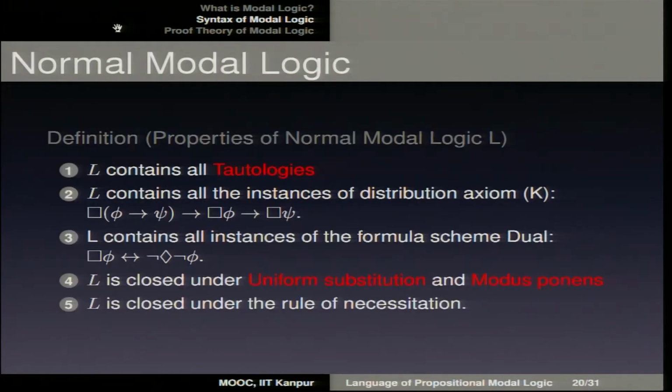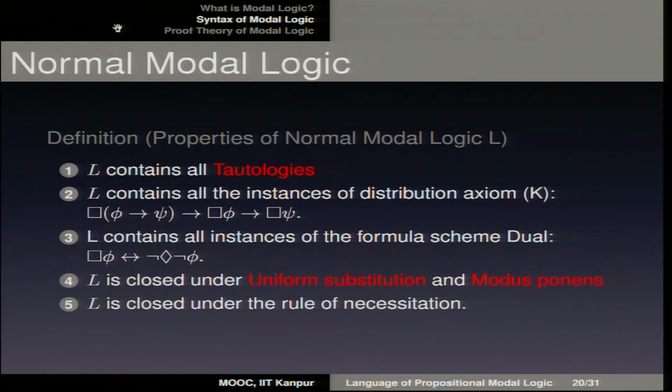Now, what do we mean by saying that some modal logics are considered to be normal modal logics? A normal modal logic by definition has these properties. L should contain all the tautologies. All the tautologies of propositional logic are intact. We are not disturbing them because modal logic is considered to be an extension of classical propositional logic.